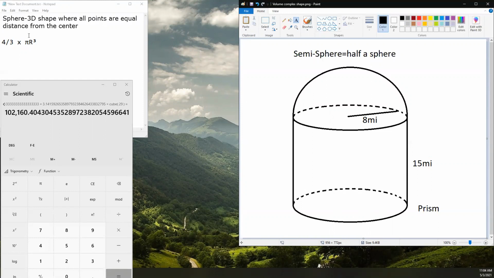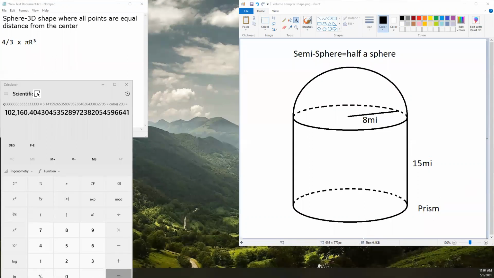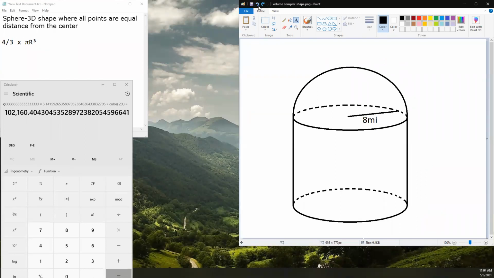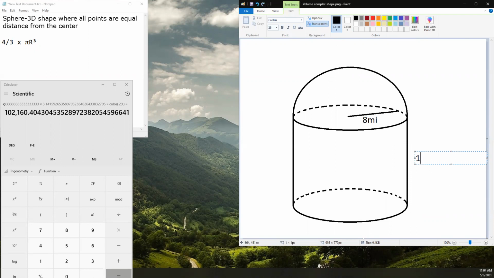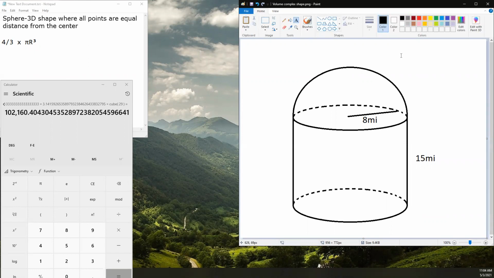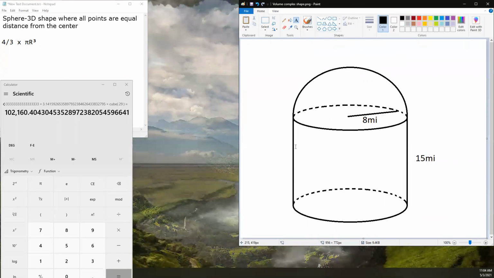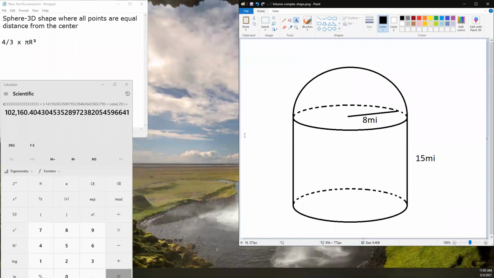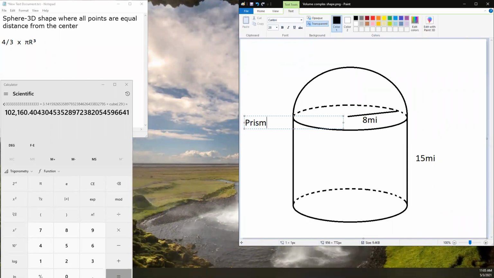Let me get rid of this guy, and that guy, and I gotta redo my 15. Okay, so let's figure this out. I'm gonna do the prism first. So our prism is area of the base times height. Our base happens to be a circle, which means pi times r squared times the height of the prism.